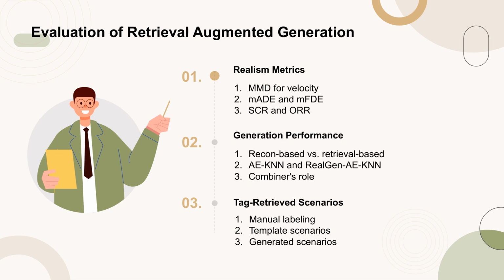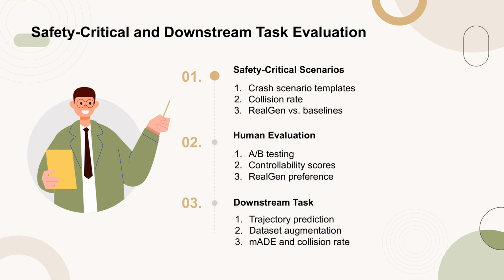The realism of generated scenarios is assessed using metrics such as MMD for velocity, MAID, MFD, SCR, and ORR. The generation performance is compared between reconstruction-based and retrieval-based methods, highlighting the importance of the combiner in RealGen. Additionally, tag-retrieved scenarios are generated and qualitatively evaluated. Safety-critical scenarios are generated using crash templates, and their performance is evaluated in terms of collision rate.